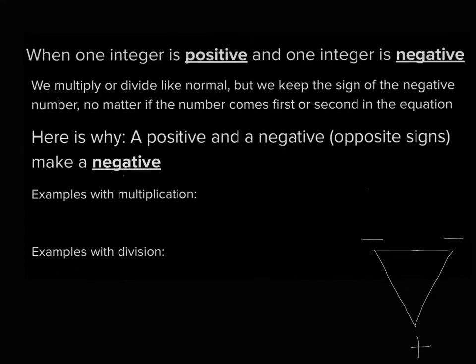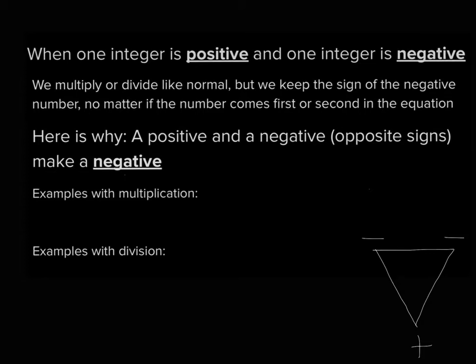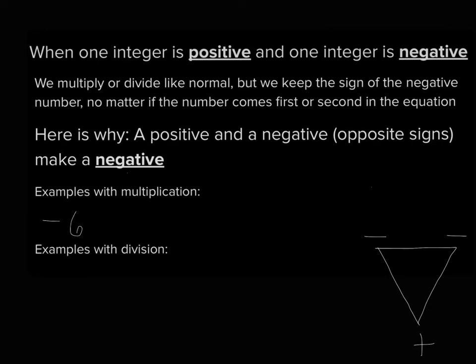So here's where it gets a little tricky. When one integer is positive and one integer is negative, we multiply and divide like normal, but the problem is we keep the sign of the negative number, no matter if it comes first or second in the equation. So here's what I mean by that. We're going to use our same examples, 6 and 2. So I'm going to say -6 times +2, and that's going to give us -12 because we've got the -6. Another example, +4 times -8. So even though in the first example the negative is first, and in the second example the negative is the second number, we're still going to get -32 as our answer. Either way, the answer is going to be negative, whether the negative comes first or second.